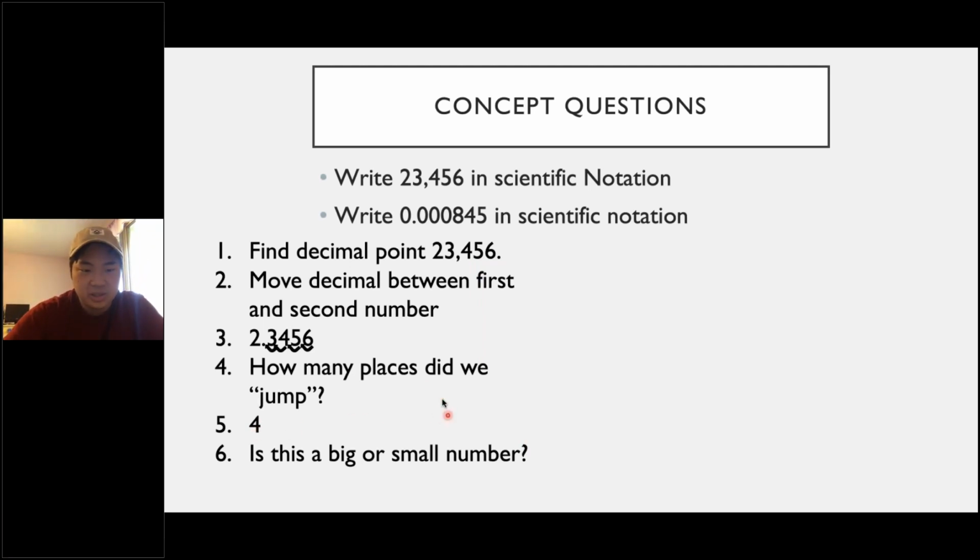So we take our 2 pieces, one piece being 2.3456, and we have our exponent here, 4, and we put it in the right formation, and it's 2.3456 times 10 to the 4th.